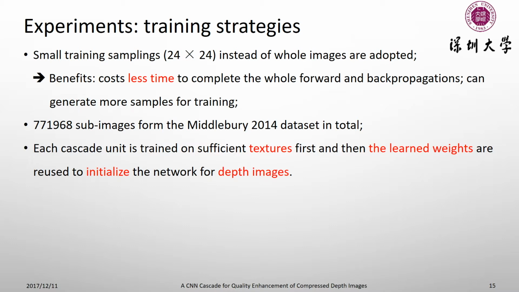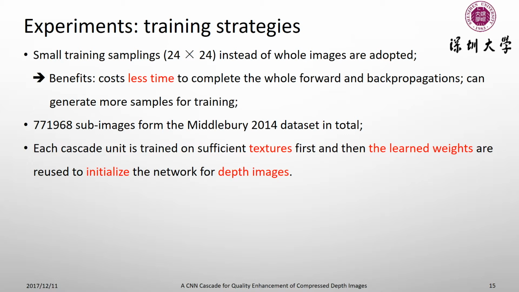In this experiment, small training samples, for example 22 times 22 instead of the whole images, are adopted to train the network. It has some benefits. Firstly, it takes much less time to complete the whole convolution operations and backpropagations. Secondly, it can generate more samples for training, so that it allows the network to come out with better results.